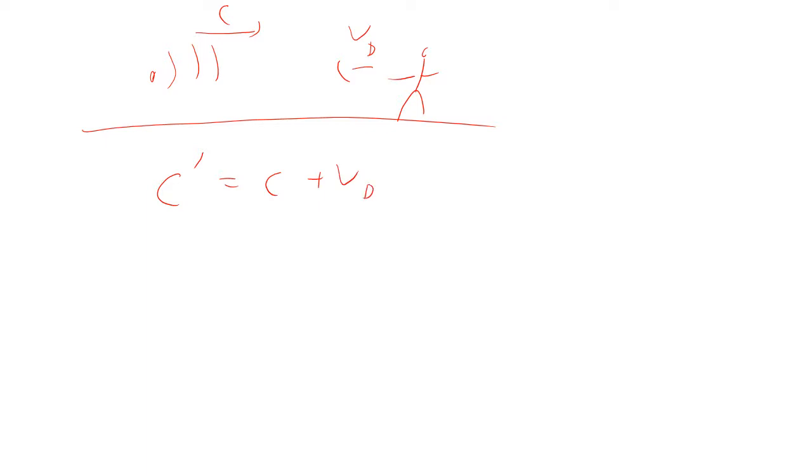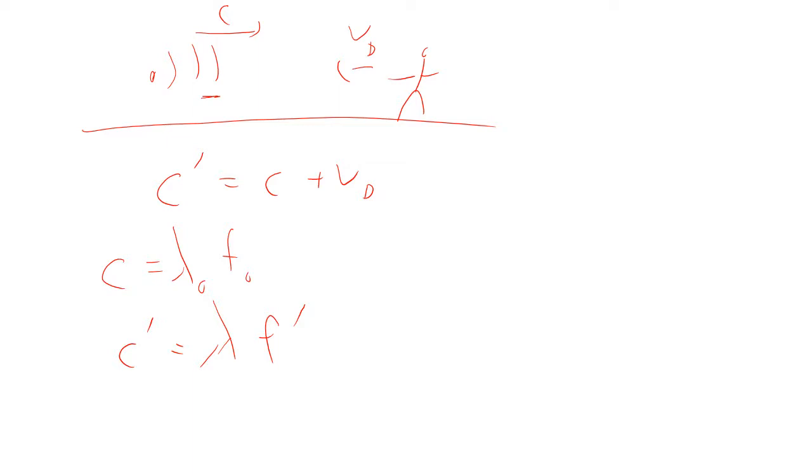So c equals, again, lambda naught f naught. c prime is going to be equal to lambda times f prime, because the wavelength in this case is not changing. But now the frequency is going to change because the apparent speed changes. So if you're going towards it, it's going to be a higher frequency. If you're going away from it, lower frequency.